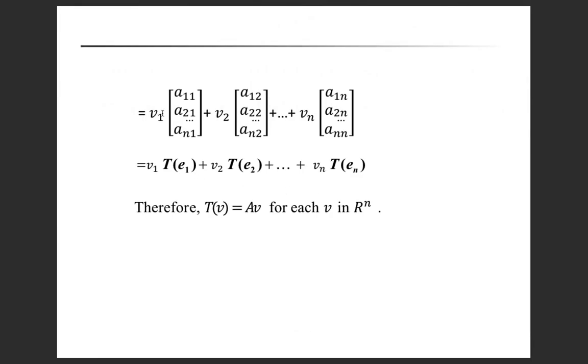So this is equal to V1 times (A11, A21, ..., Am1) plus V2 times (A12, A22, ..., Am2) plus ... plus Vn times (A1n, A2n, ..., Amn). So this is equal to V1TE1 + V2TE2 + ... + VnTEn. Therefore TV is equal to AV for each V in Rn. A, we know, is a usual m by n matrix, and V is the column matrix.